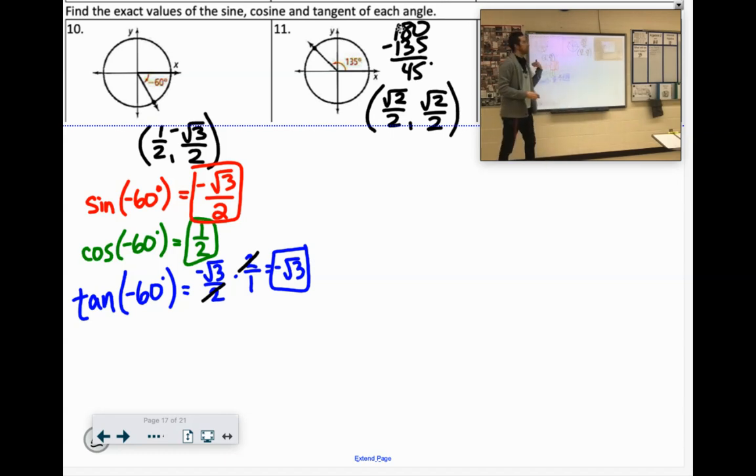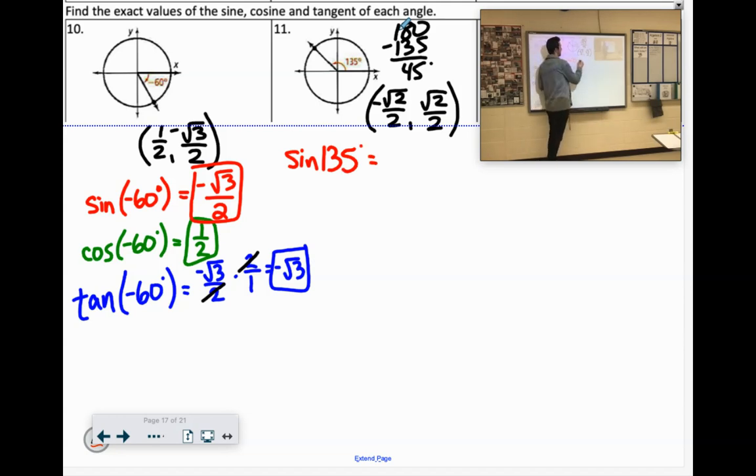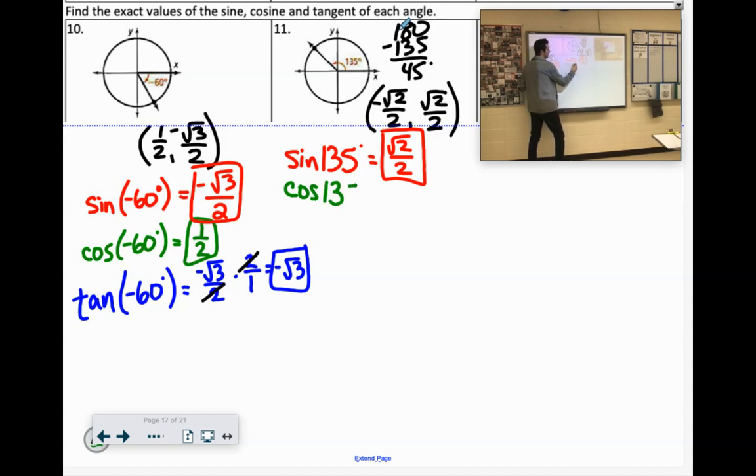Now it's in quadrant 2, which means the x is negative, right? To the left, we make it a negative x, and it's up for the y, so that's positive. So let's see, sine of 135 degrees. Sine goes with our y, root 2 over 2. Cosine goes with the x, which is the same thing. Oh, it's negative, sorry.